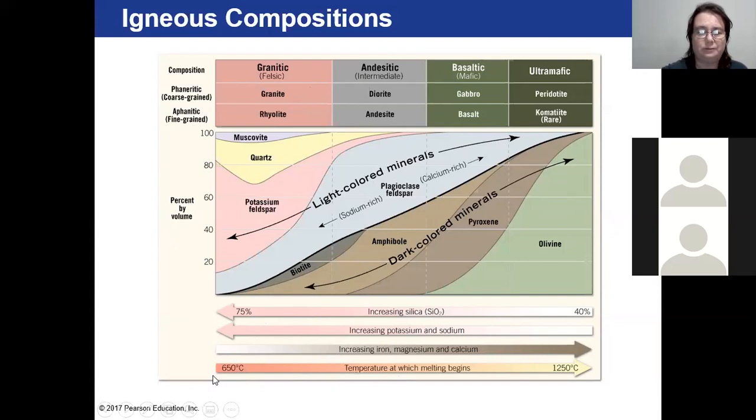Granitic rocks melt at a much lower temperature. Ultramafic rocks or basaltic rocks melt at a higher temperature. So the light colored minerals will melt at a lower temperature. That also means they crystallize at a lower temperature. So basaltic rocks will crystallize at a higher temperature.